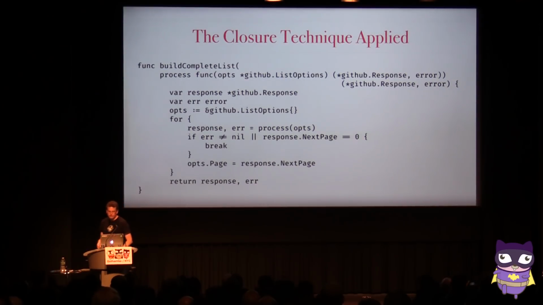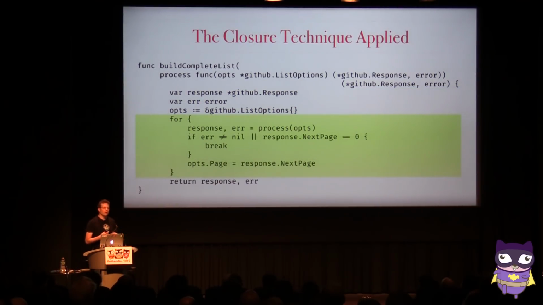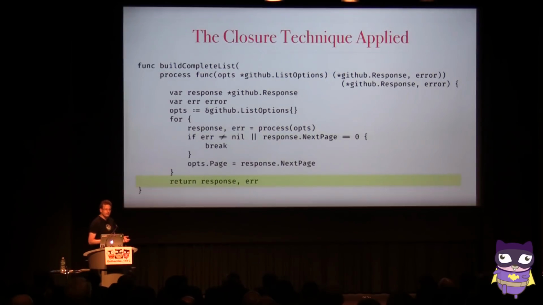And the function we're going to actually run the closure in looks like this, called build complete list. It takes in the closure we just defined, and returns back a GitHub response pointer and an error. And inside of build complete list, we are going to declare a response variable, an error variable, and a GitHub list options variable. We then set up a for loop, and we call that closure with the list options. We break if there was an error or if we're on the last page. And if not, there are more pages to go. We update that next page field inside of our list options, and we loop again. And then when we're done, we return back the response and the error.